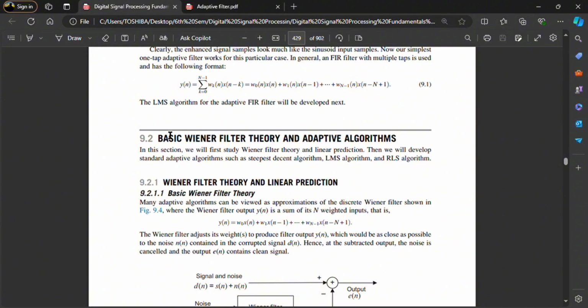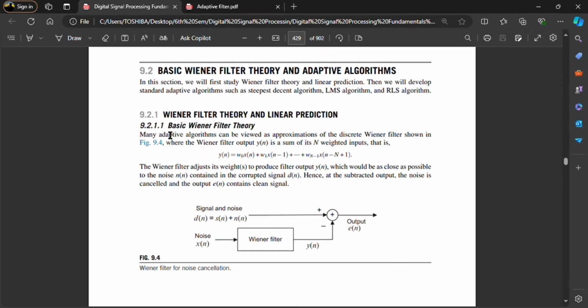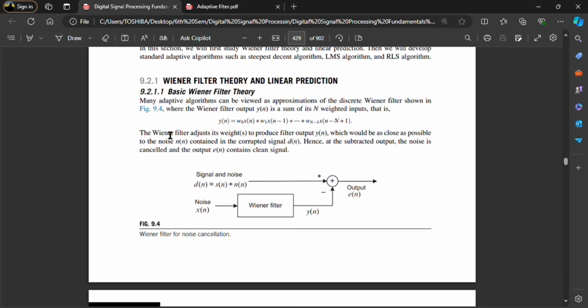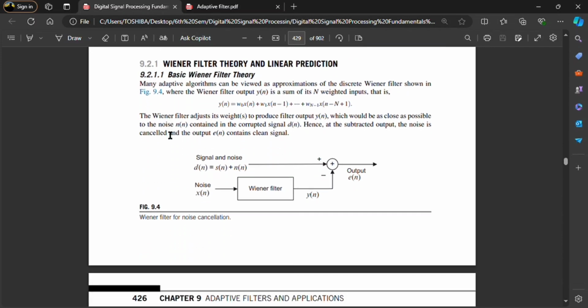Basic Wiener filter theory. Here you can see the Wiener filter again adjusts its weights to produce a filter output which could be as close as possible to the noise contained in the corrupted signal. Hence, at the subtracted output, the noise is cancelled and the output contains the clean signal. Here you can see the figure of this basic Wiener filter theory.